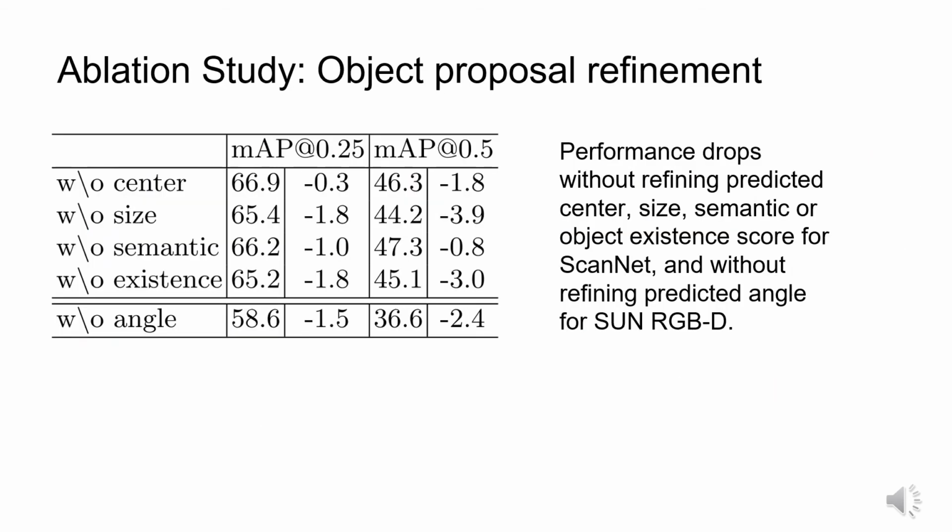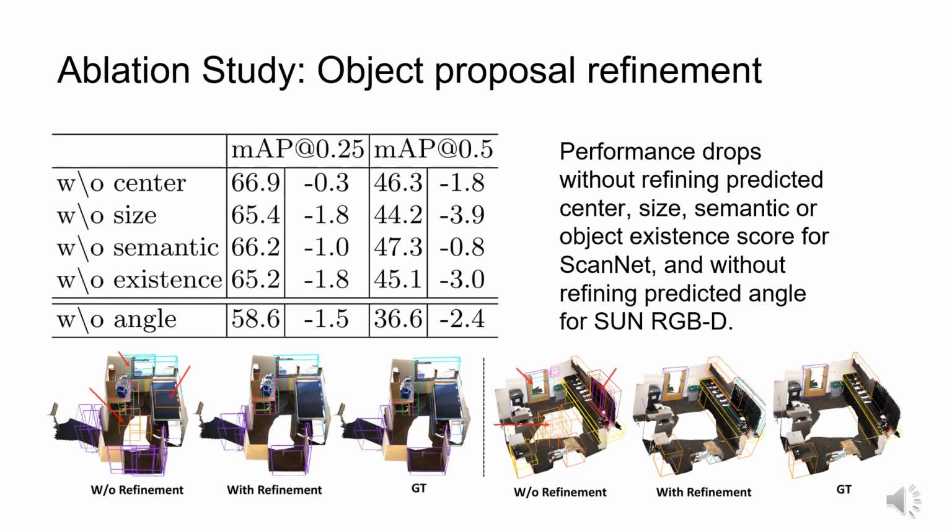Next, we look at the ablation study. As we remove the refinement module for center, size, semantic, object existence, and object angle individually, we observe that size and object existence are affected the most. With edge and face center prediction, the boundary features are extracted more, and it leads to better size prediction. Also, more object geometric features increase the confidence for object existence prediction. We also show some qualitative examples here.